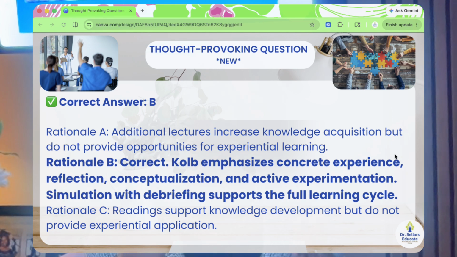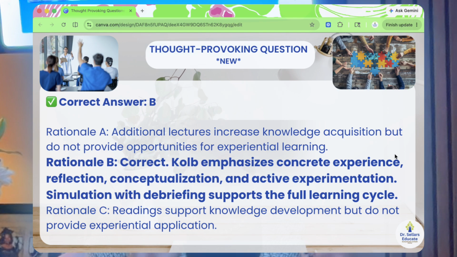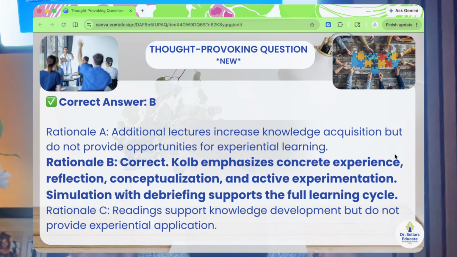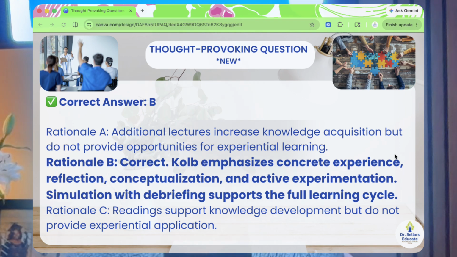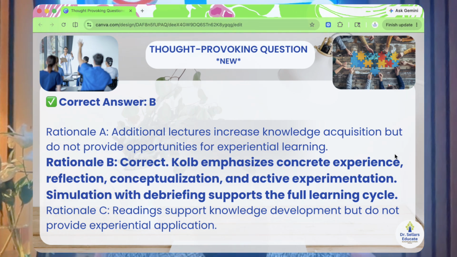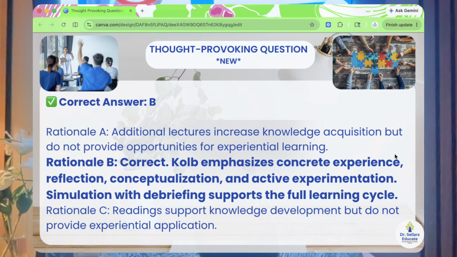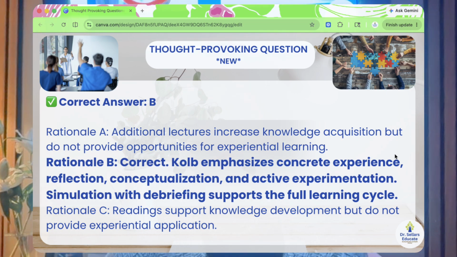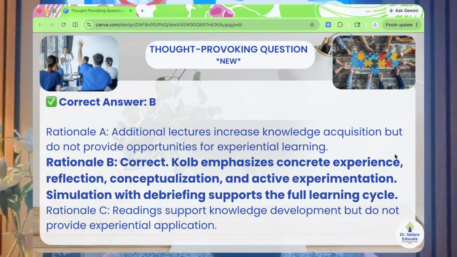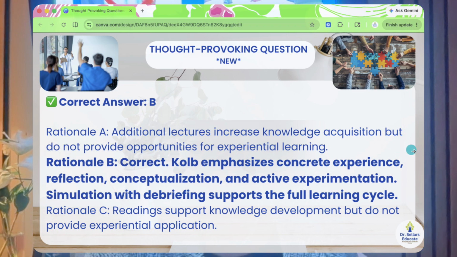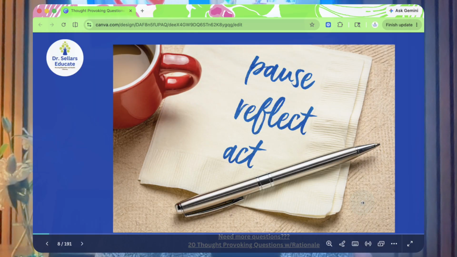His framework says that students have to go through all 4 phases of the learning journey in order for learning to actually happen. And we have to continue to give students feedback right through each phase. So, option A, the rationale as to why it's not correct, is additional lectures increase knowledge acquisition, but they do not provide opportunities for experiential learning. Option C, the rationale why that one is not correct, is reading supports knowledge development, but does not provide experiential application.